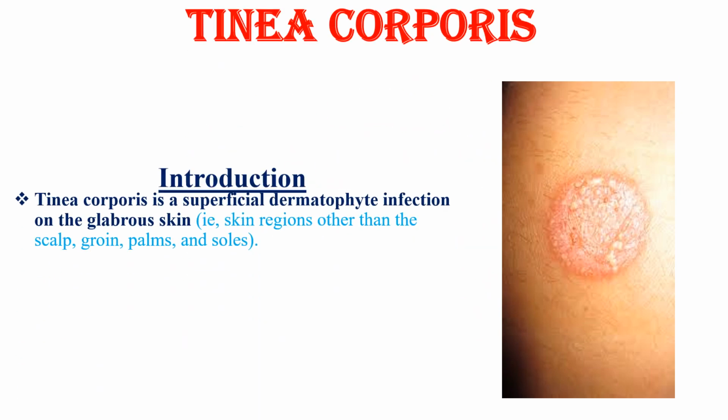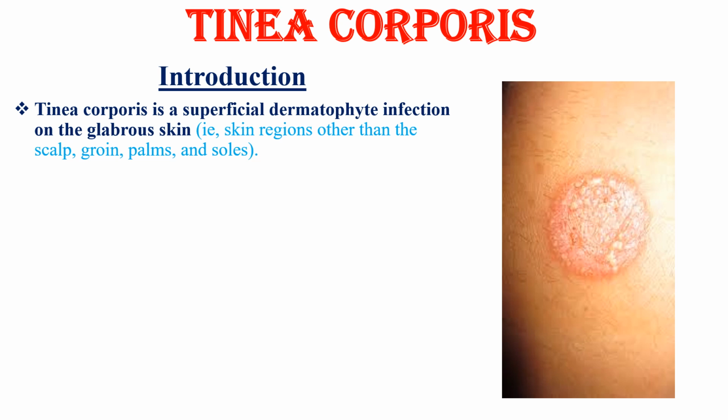We will discuss Tinea Corporis. Tinea Corporis is a superficial dermatophyte infection on the glabrous skin. That means skin regions other than the scalp, groin, palms, and the soles.